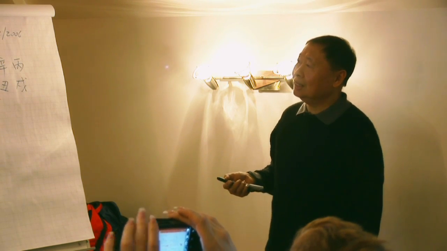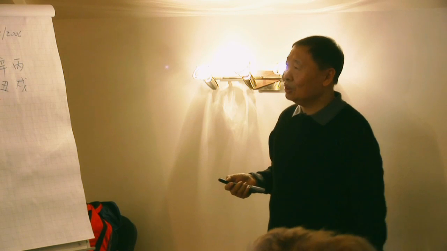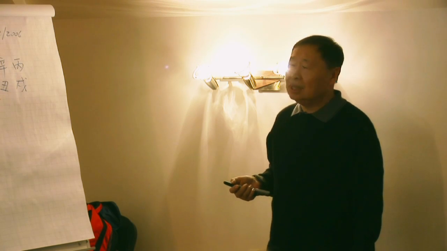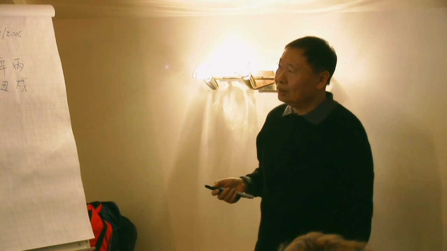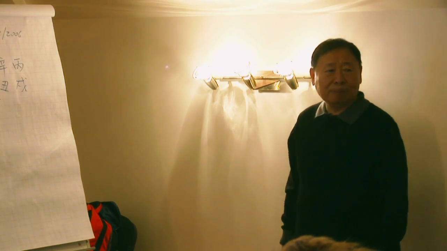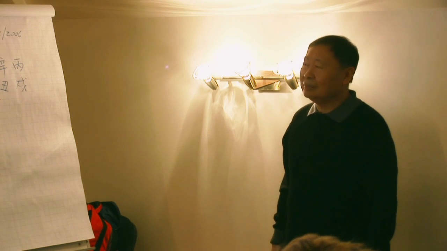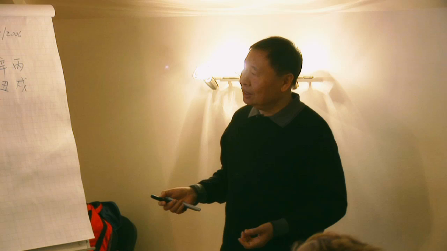The first thing is the dragon. If you are born in dragon year, next year, 2012, you can choose rabbit month or snake month. Because rabbit month is March, snake month is May. During these 2 months, you have nobleman. If you do not born in those months, you can still find the snake and the rabbit in the hour.